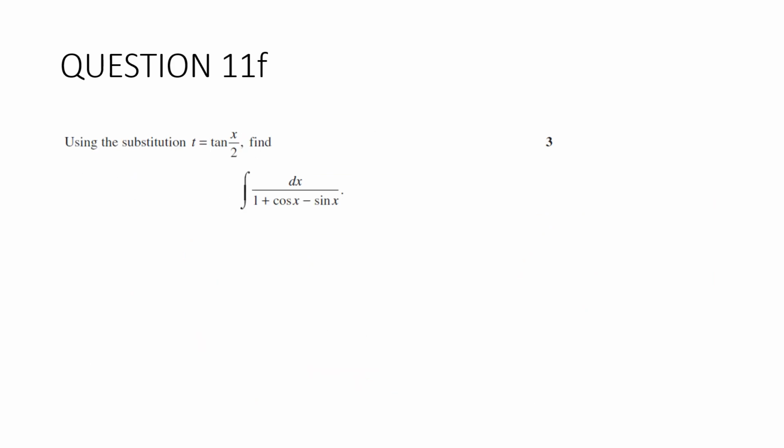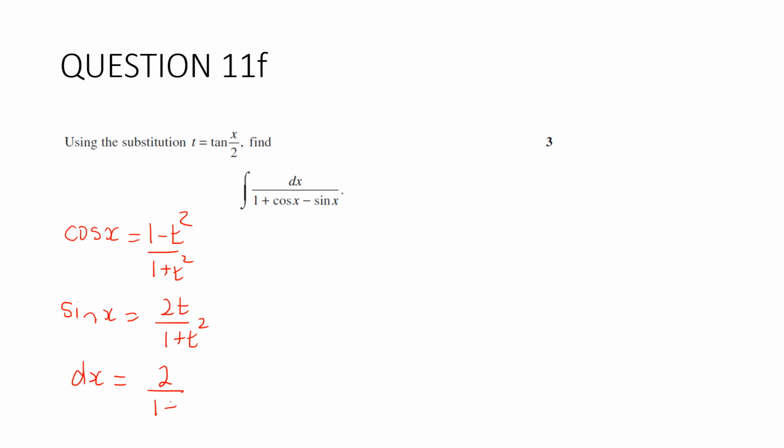11f, use the substitution t is equal to tan(x/2) to find this integral. So we know that cos x will be (1 minus t squared) over (1 plus t squared), and sin x will be 2t over (1 plus t squared), and dx will equal 2 on (1 plus t squared) dt. Remember, this one is not given for you on the reference sheet.